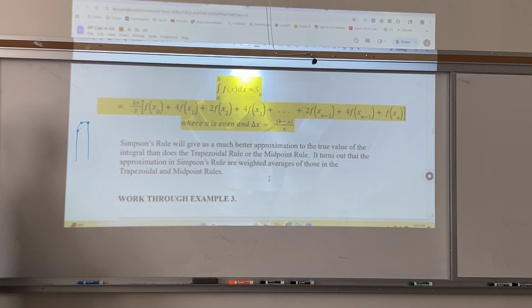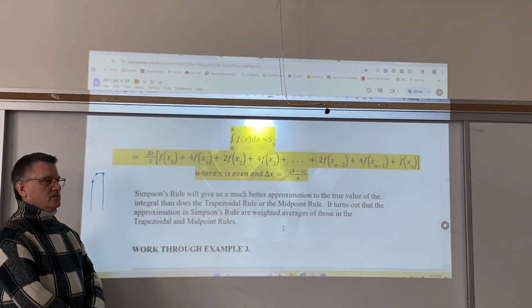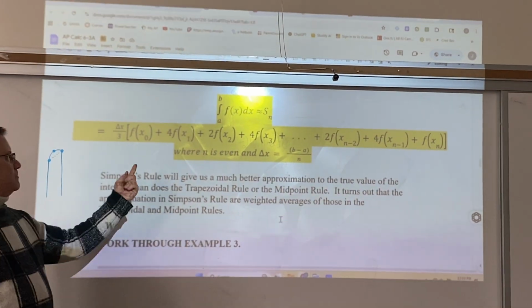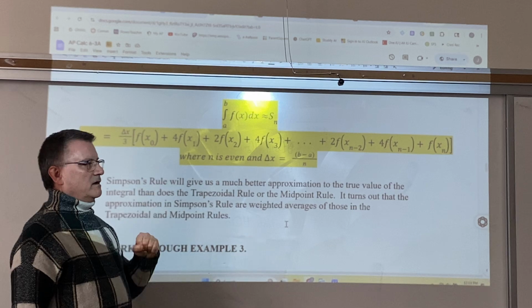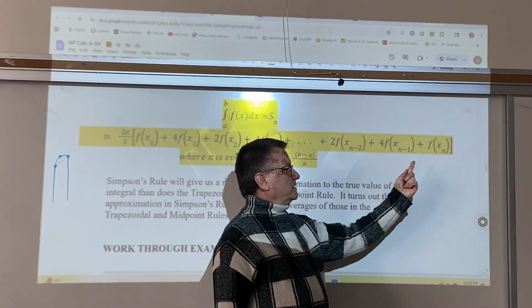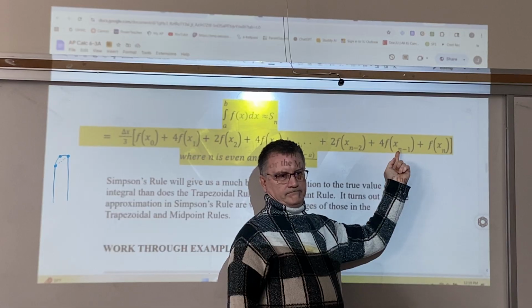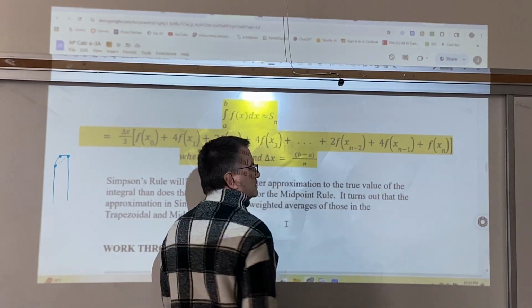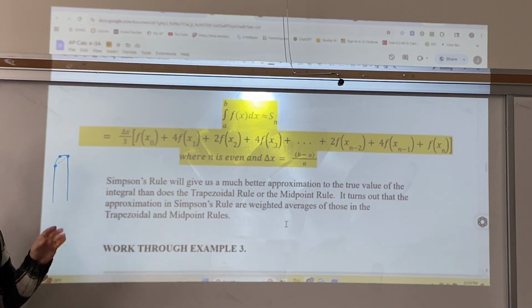4 2 4 2 4 1. Or specifically 1 4 2 4 2 4 2 4 1. So you start with 1, then you go to 4, and on the back end, you end with 1, and the one before it is going to be 4. Again, if you want to see the derivation of this, it's in the text.